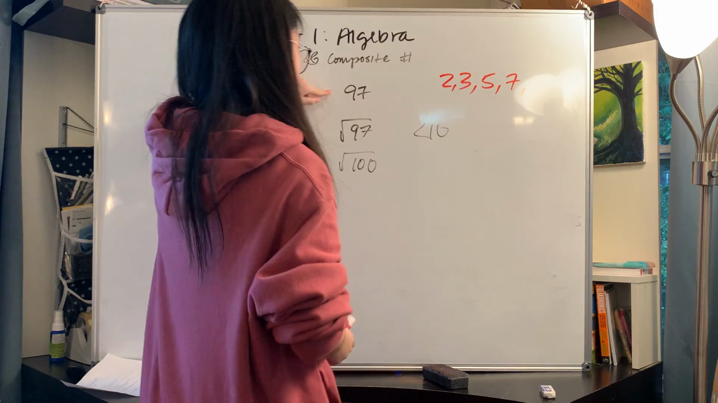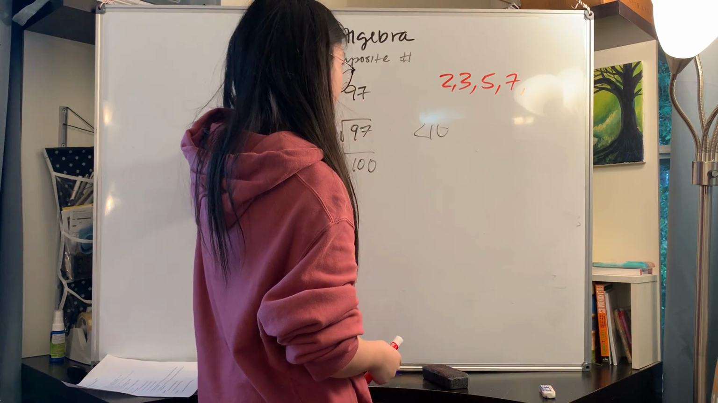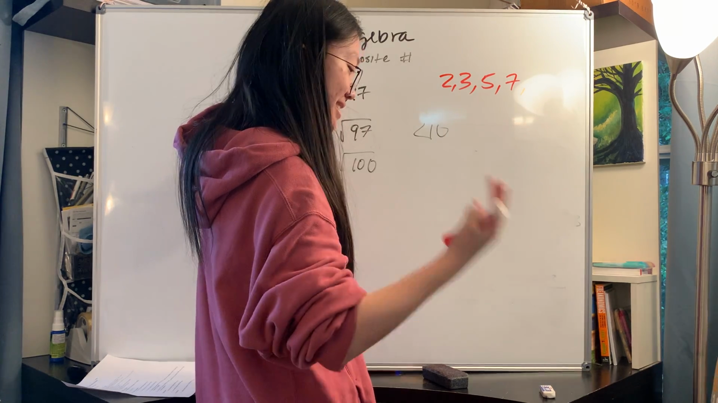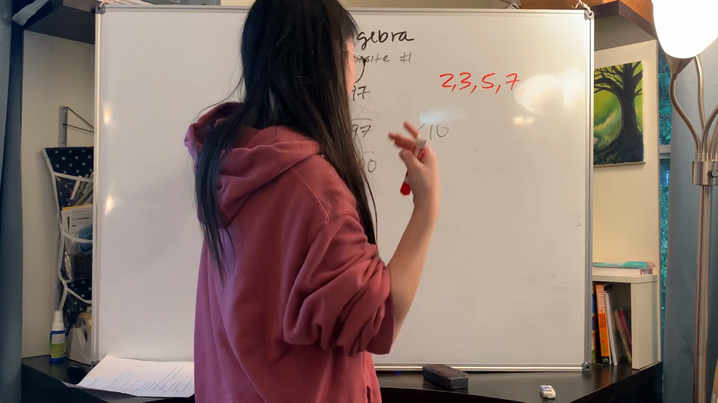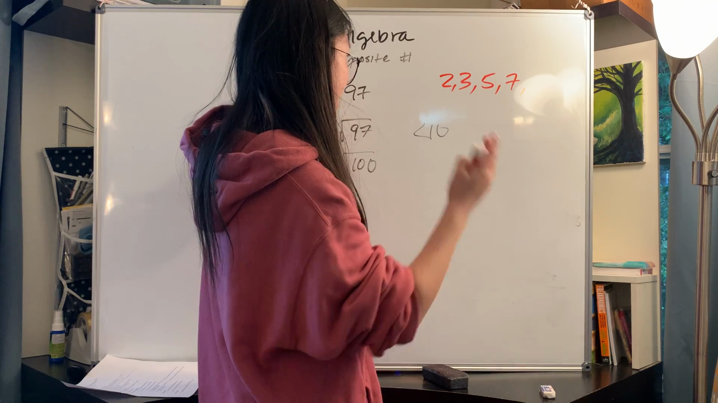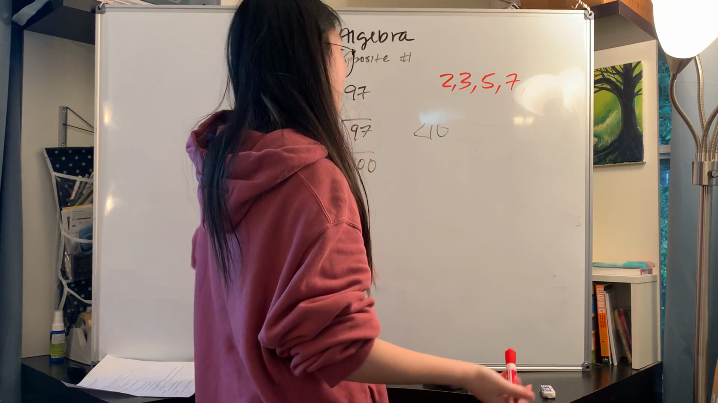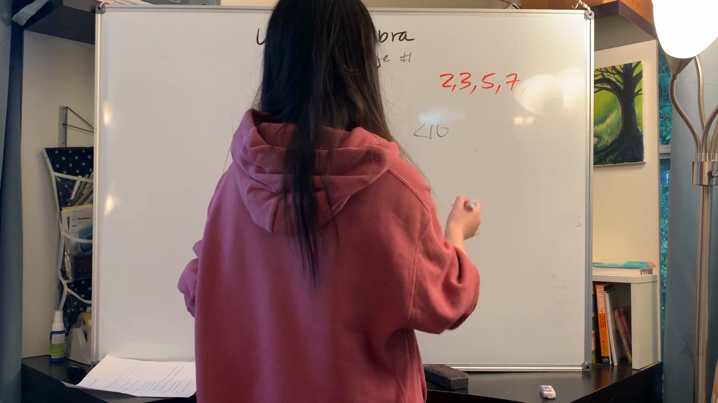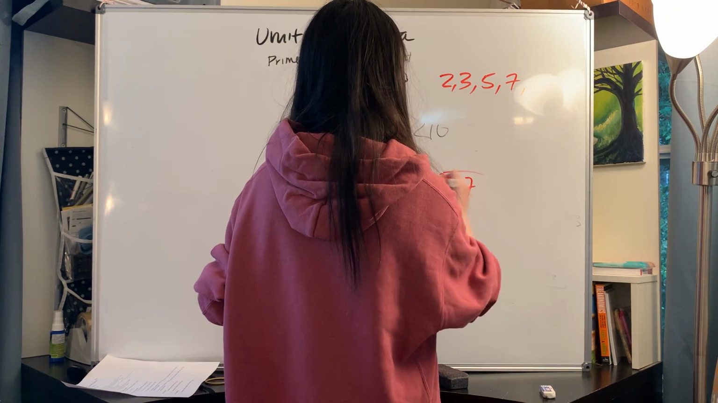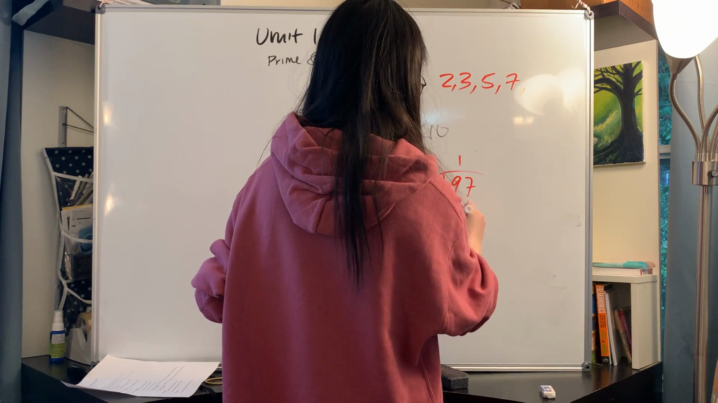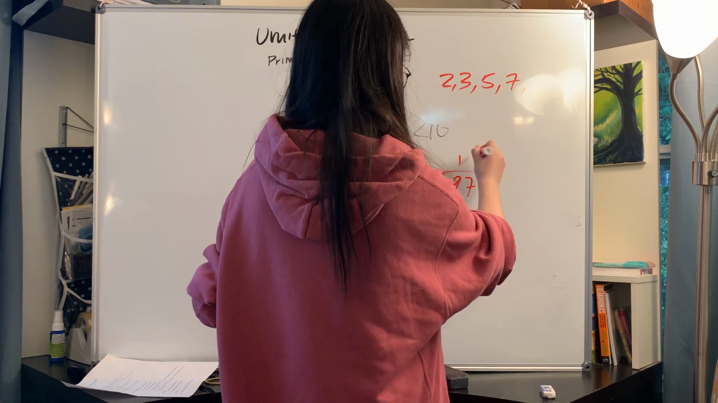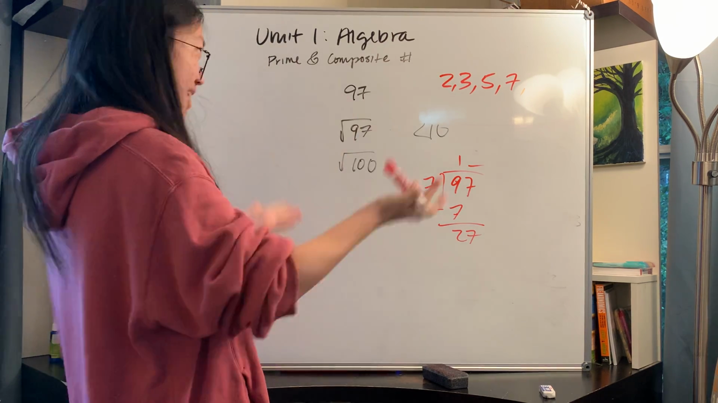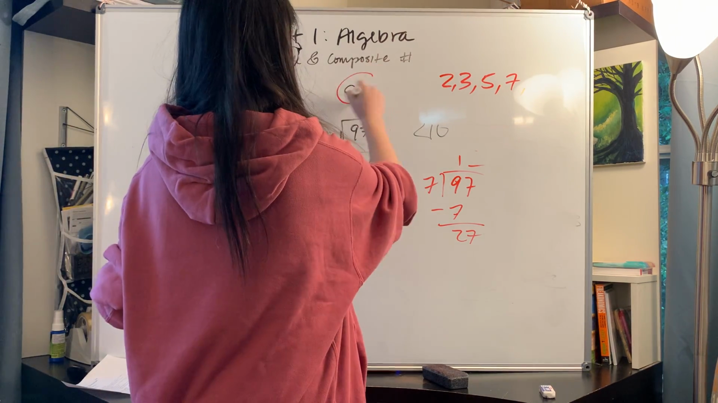So we know that 97 is not divisible by 2, because the last digit isn't even. It's not divisible by 3 either, because 9 plus 7 is 16, and 16 isn't divisible by 3. Not divisible by 5, because the last digit isn't 0 or 5. So we just need to see if it's divisible by 7. Actually, if you just recall, 7 times 13 is 91 and 7 times 14 is 98, so it is not divisible. So we can safely say that 97 is a prime number.